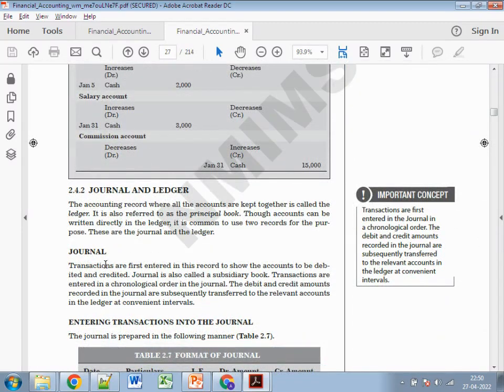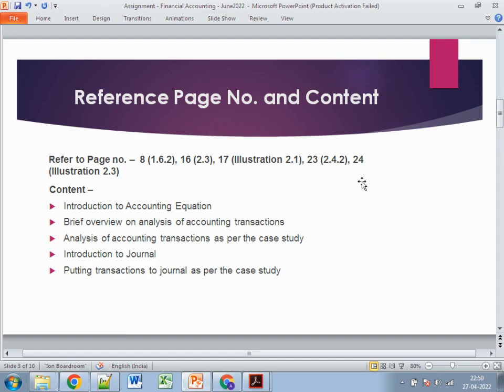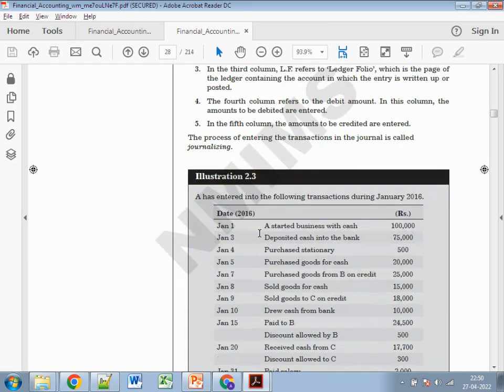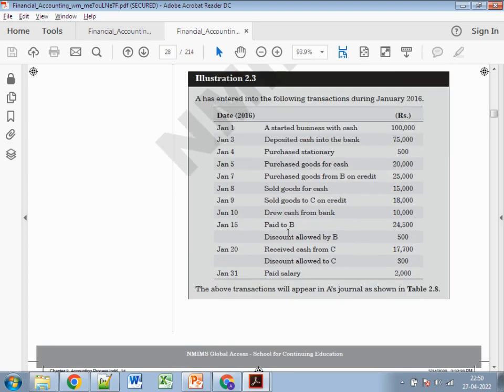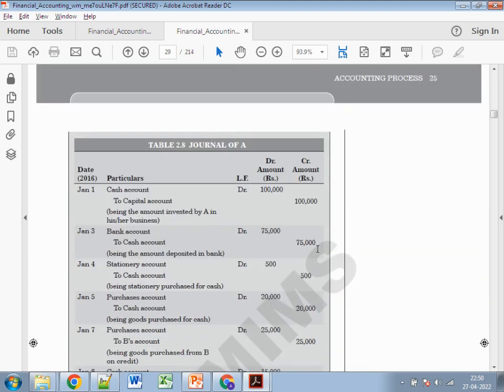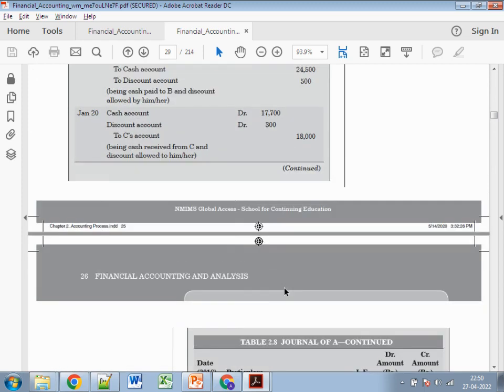It's the journal, so you just need to explain a brief about the journal and how the transaction was entered. And on page number 24, it's mentioned again, illustration 2.3, where the transactions are mentioned and how they are recorded in the journal. It's specified over here.